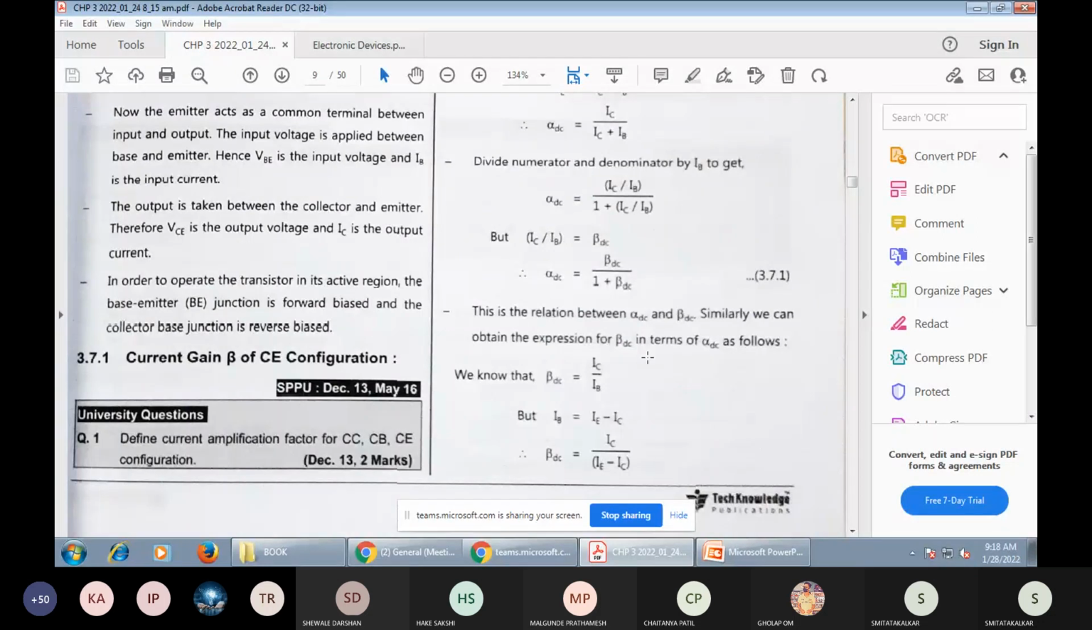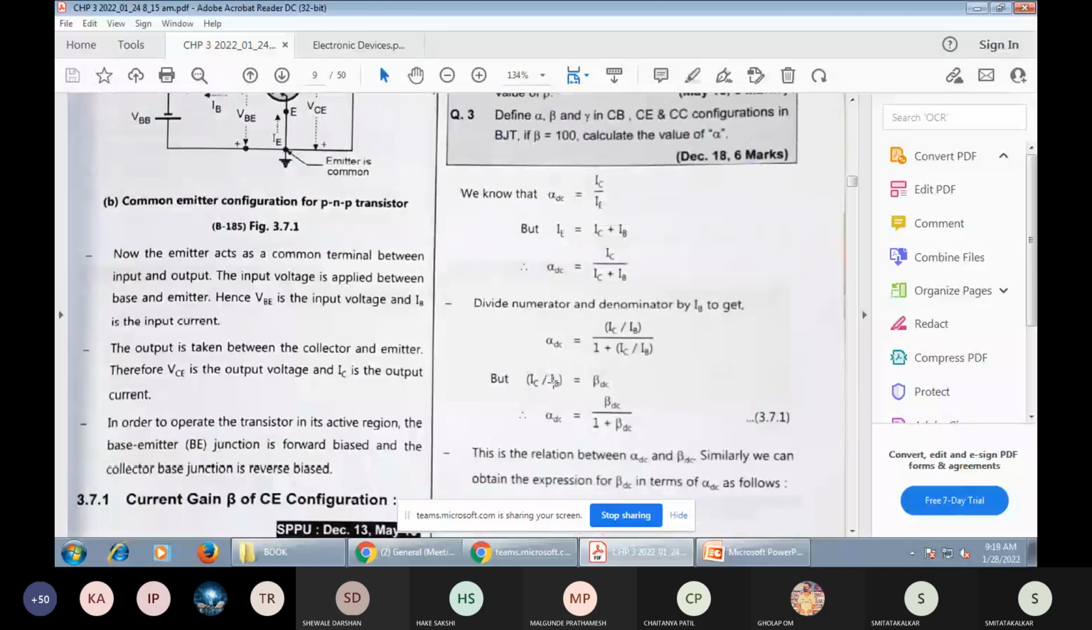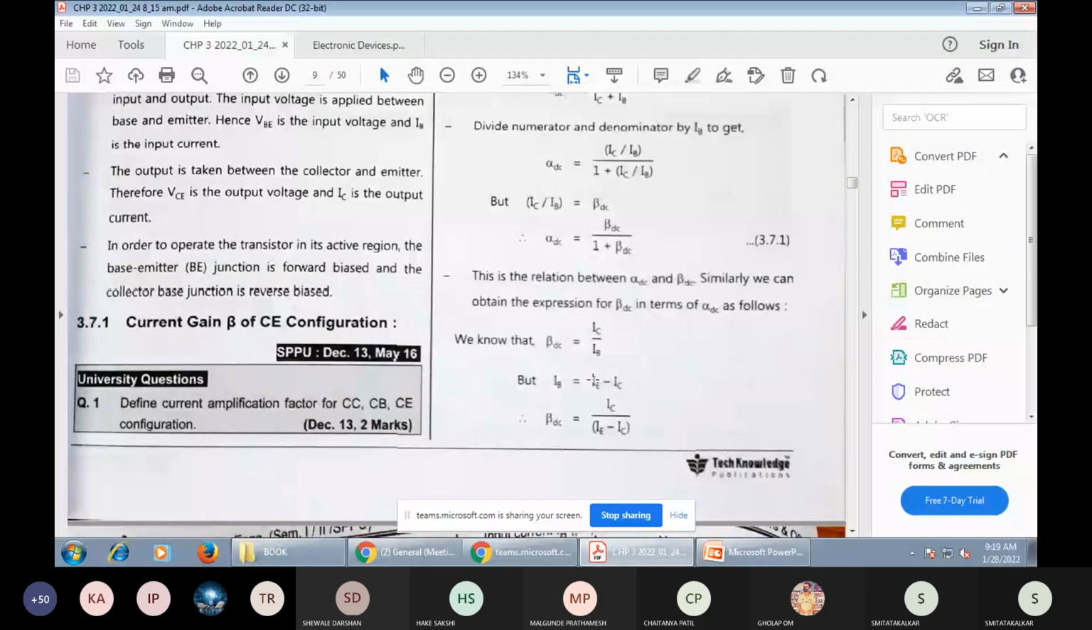Then write the beta DC equation, IC divided by IB. IE is equal to IC plus IB. Then what is IB? Here write IB is equal to IE minus IC, the emitter current minus the collector current.